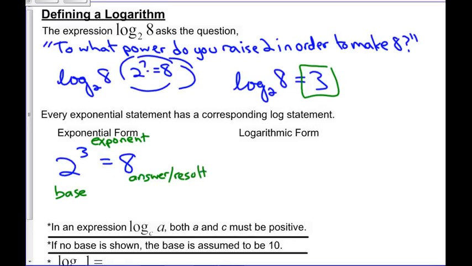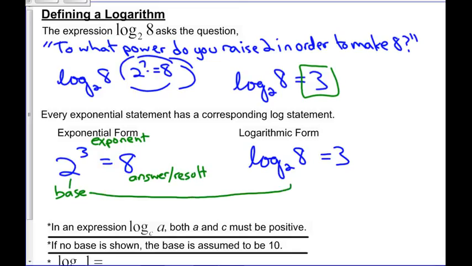Now we know that in log form, it looks like what's right up here. Log base 2 of 8 equals 3. Still a true statement. Now take a look at where each of those features of the exponential form ended up in logarithmic form. The base went over here to become the base of the new logarithm. The exponent became the equals part, the answer to log base 2 of 8. And what was the answer or result from exponential form? That is the thing we're taking the log of.